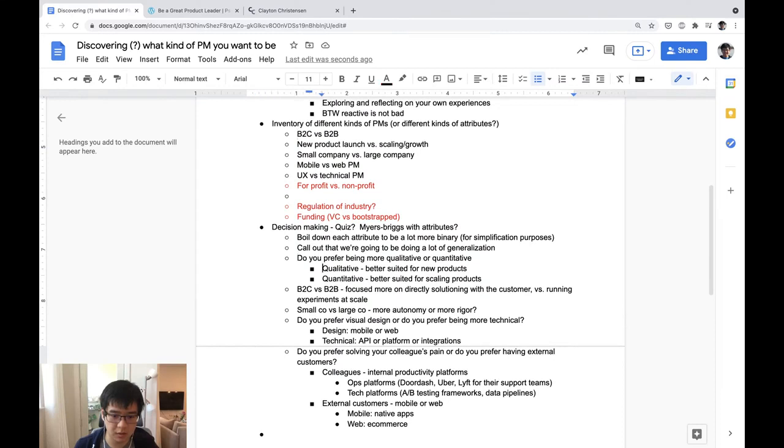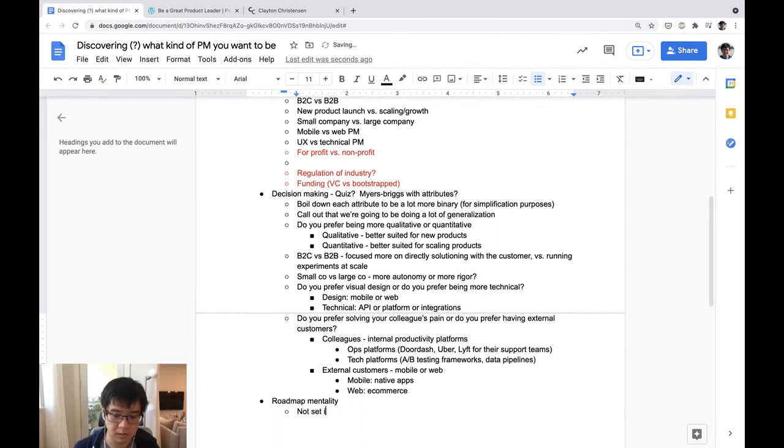But the other thing I really want to call out is that these aren't set in stone, right? It's a roadmap mentality, not set in stone. You can always pivot later as you learn more, and as you move towards an XYZ kind of PM, there will be some skills gap. You need to prioritize the skills you want to obtain in a roadmap.